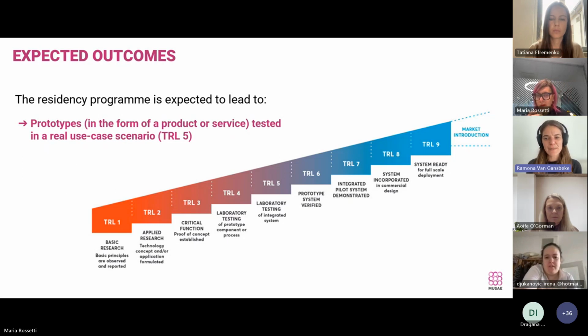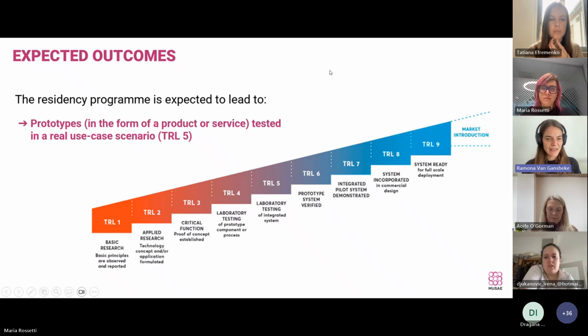So the TRL is structured into 9 levels, each representing a very specific stage of technological development. And for this specific project, or the second phase of the residency, we will be moving from TRL3 to TRL5. This presents really a critical phase in the development of a prototype and a technology, marking a tipping point towards eventual deployment and commercialization.